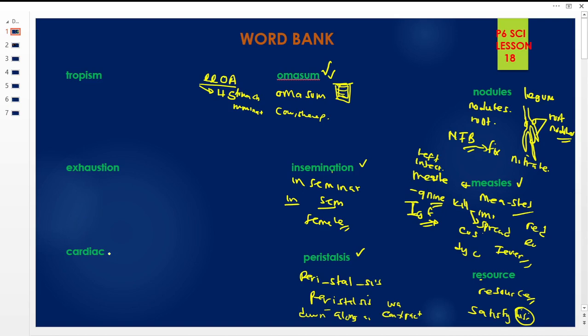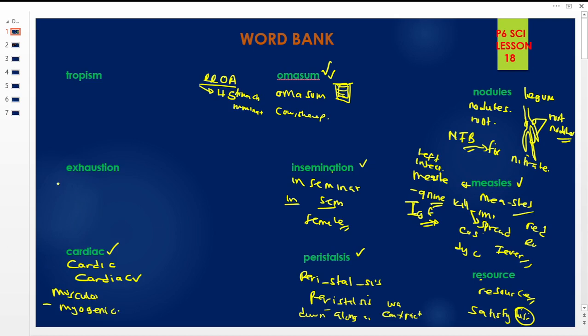Then you have this word, cardiac, and some people write it wrongly. The word is cardiac. These are the muscles of the heart, and we say that the muscles of the heart are myogenic. They control themselves.